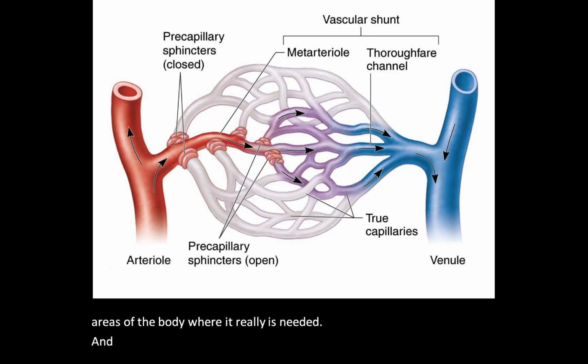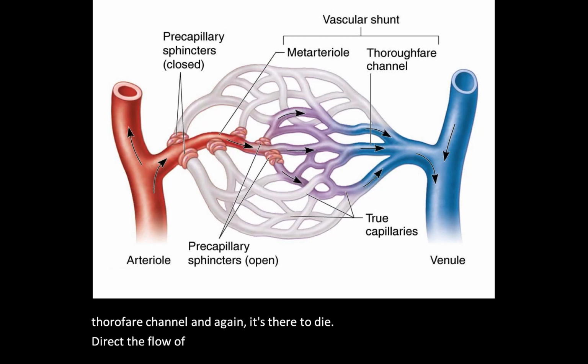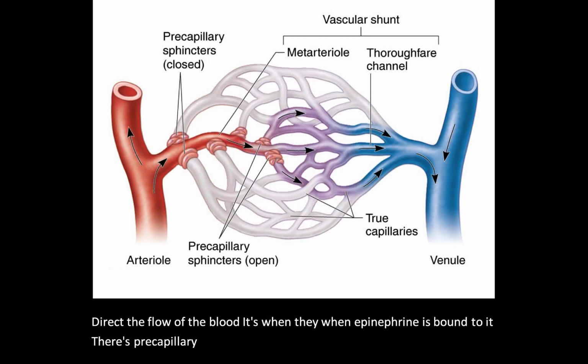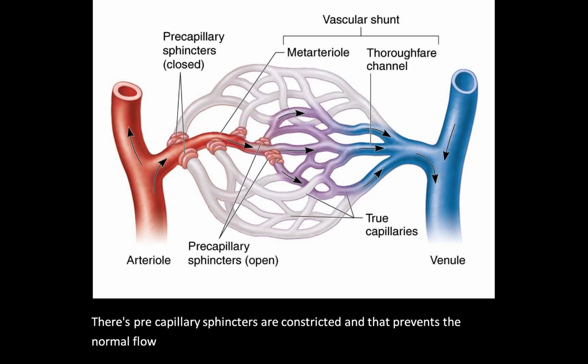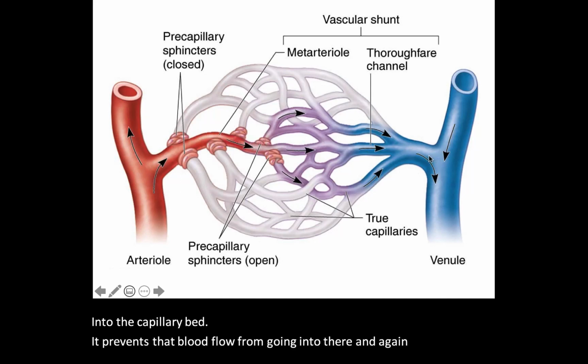Those precapillary sphincters are all along that metarteriole or that thoroughfare channel. And again, it's there to direct the flow of the blood. When epinephrine is bound to it, those precapillary sphincters are constricted. And that prevents the normal flow of blood into the capillaries, into the capillary bed. It prevents that blood flow from going in there and again diverts it back into circulation and supply.